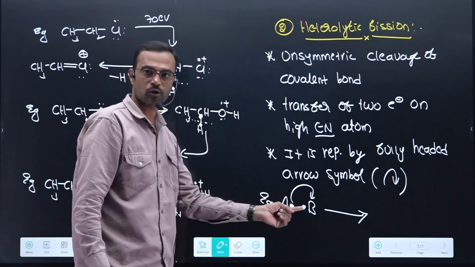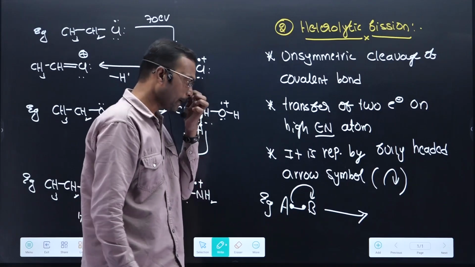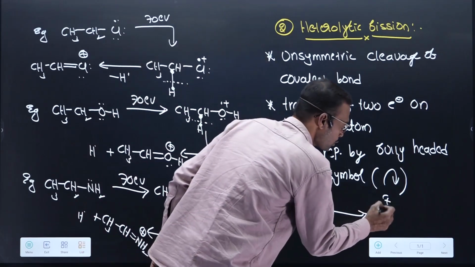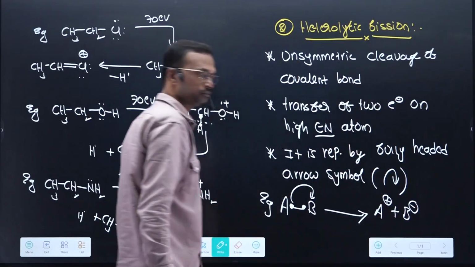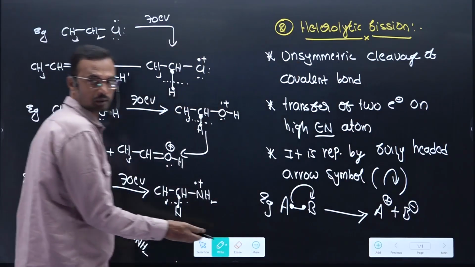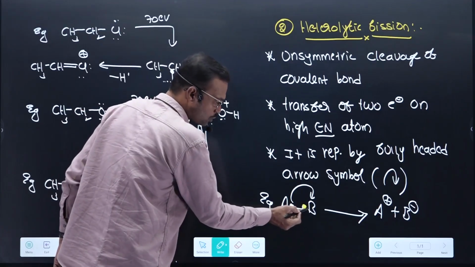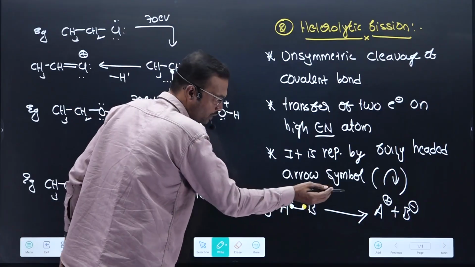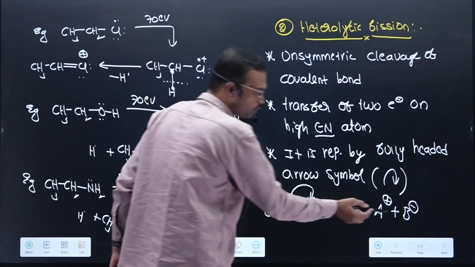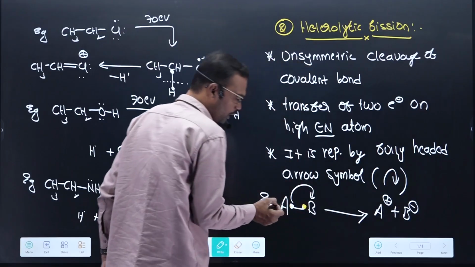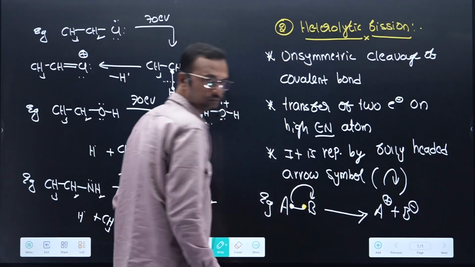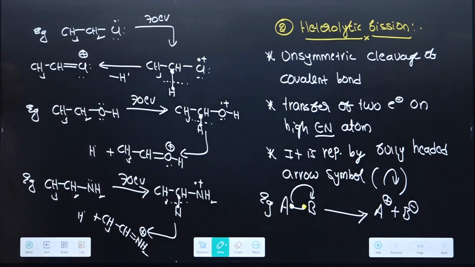Mostly the highly electronegative elements are on the right side. Now A carries a positive charge. What about B? B carries a negative charge. B is taking one additional electron from A. B has its own electron and is also taking A's electron. That's why -1 indicates 2 electrons. Now A is losing its own electron, that's why A plus. That's why it is unsymmetric cleavage, not symmetric cleavage. We are not breaking exactly from the middle. We are breaking unequally.